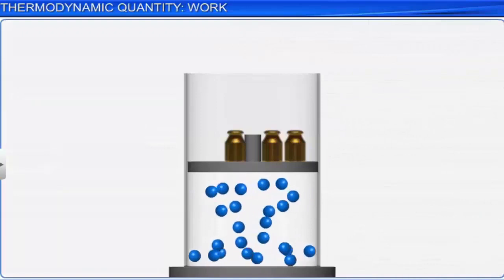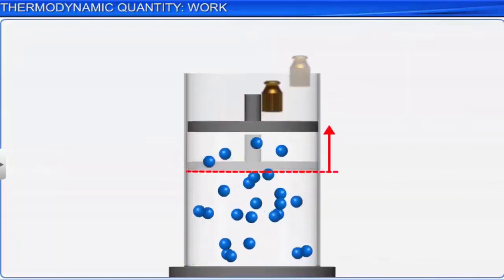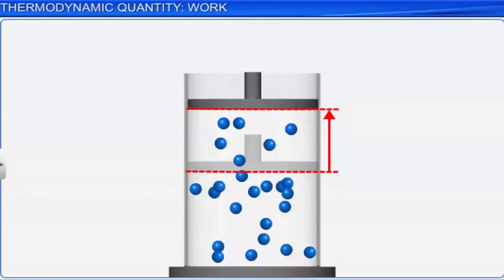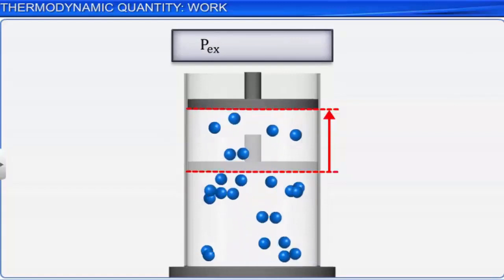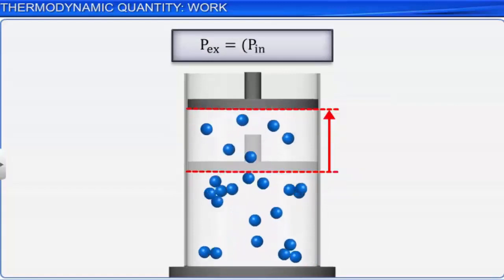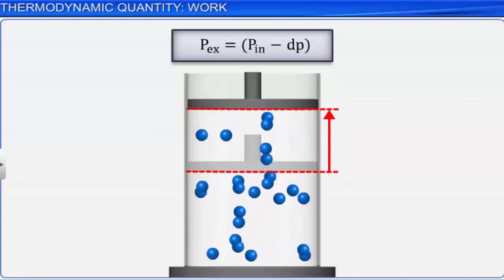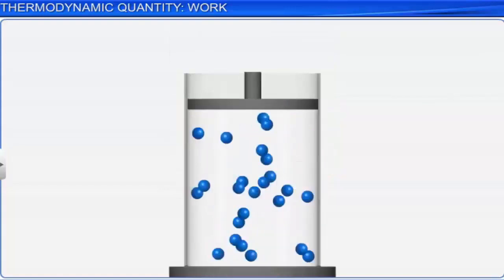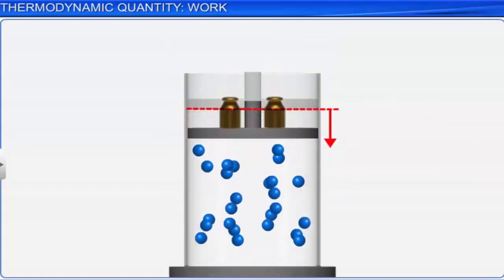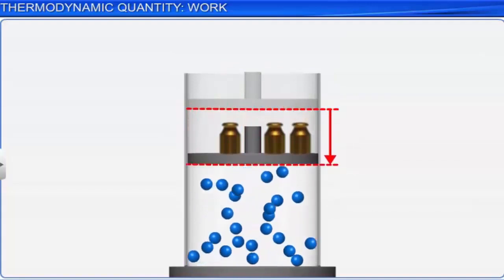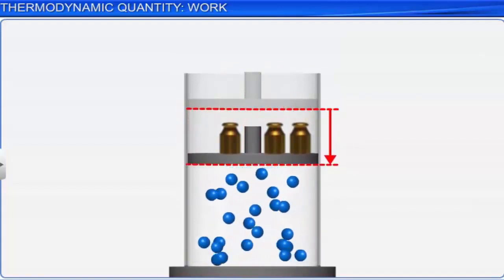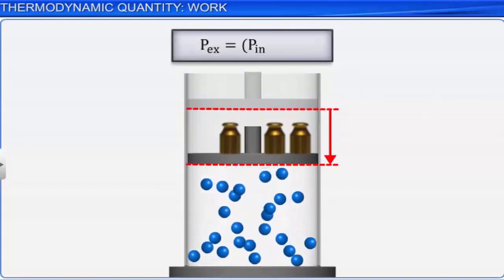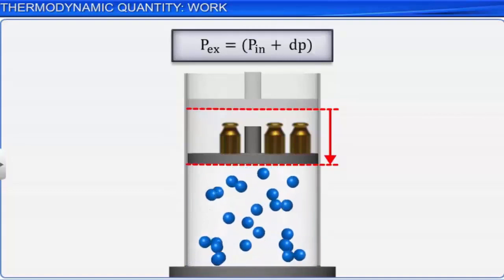If gas expands, then the external pressure is always less than the pressure of the system. Thus, P_ex at each stage is equal to the difference between the internal pressure P and infinitesimal change in pressure of the system dP. If gas is compressed, then the external pressure is always greater than the pressure of the system. Thus, the P_ex at each stage is equal to the sum of the internal pressure P and infinitesimal change in pressure dP.